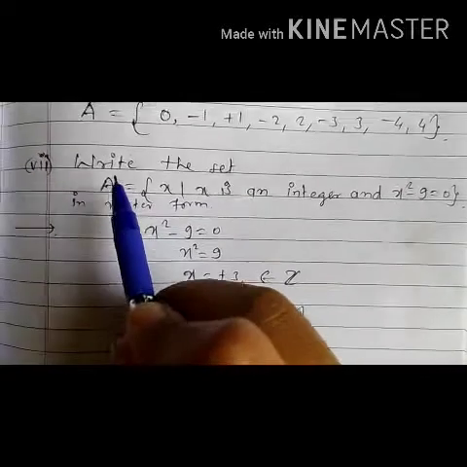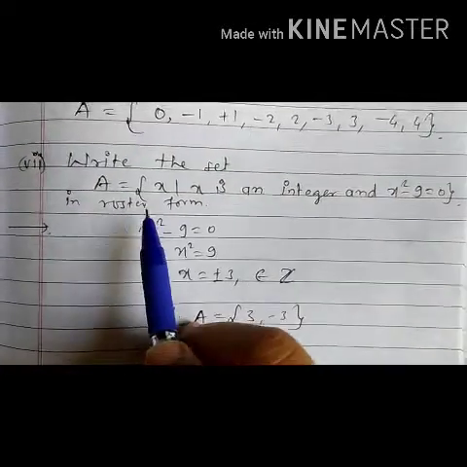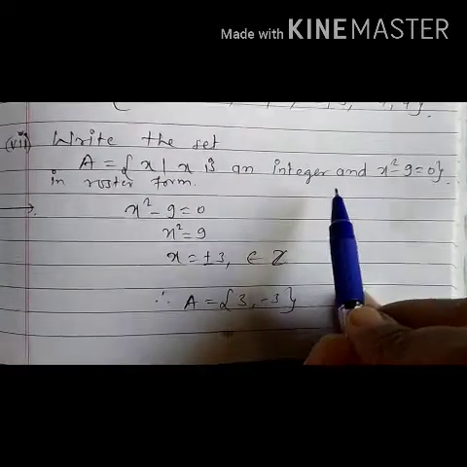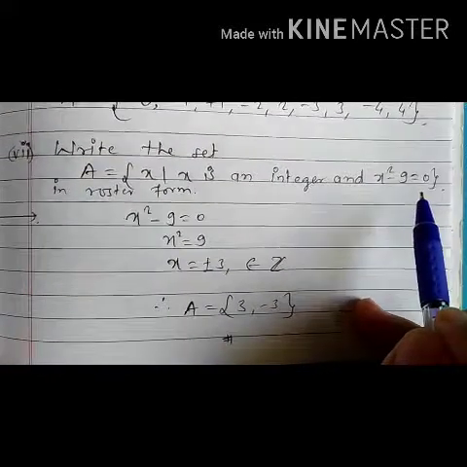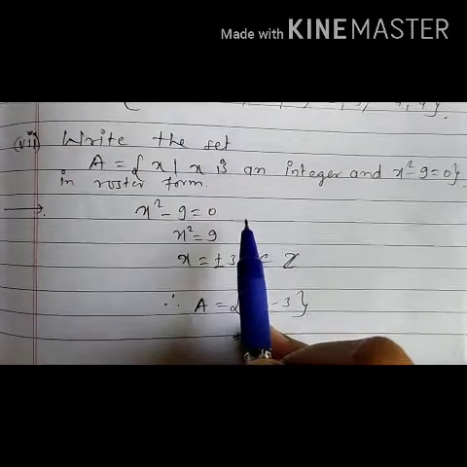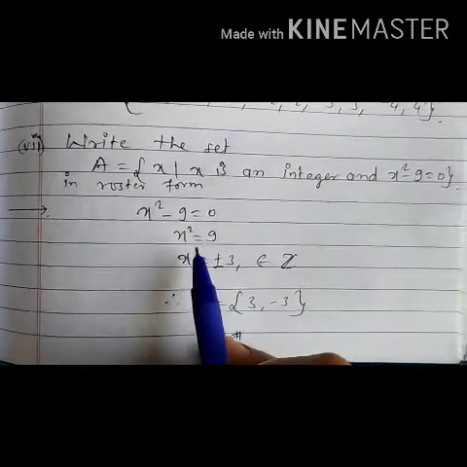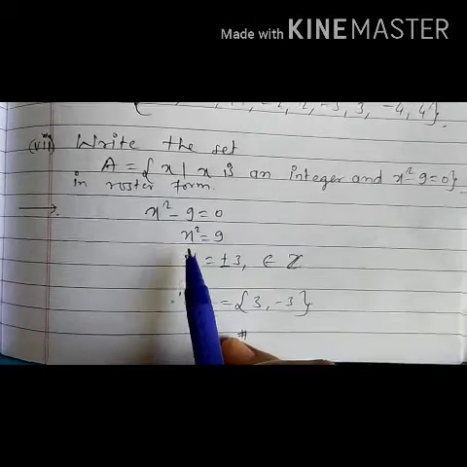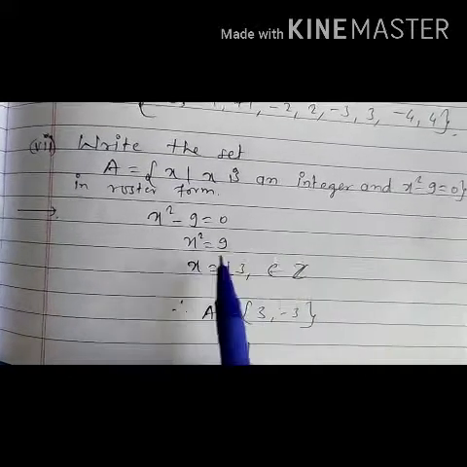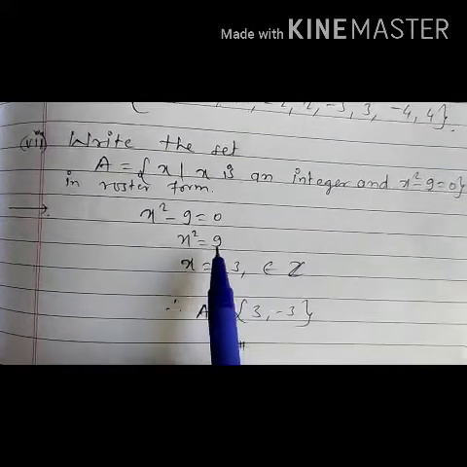Now the seventh question, write the set A, where set A is the set of x such that x is an integer and x square minus 9 equal to 0, in roster form. Now we have x square minus 9 equal to 0. So x square is plus 9. We have shifted this minus 9 to the right side, so it will be plus. So x square equals 9.